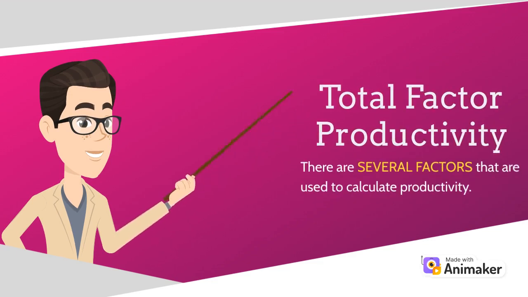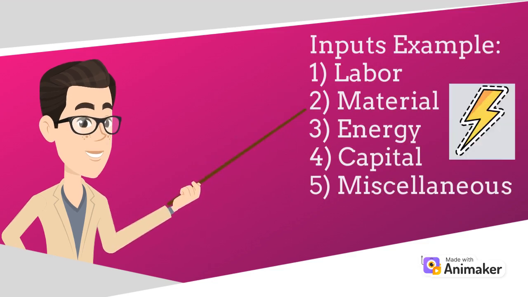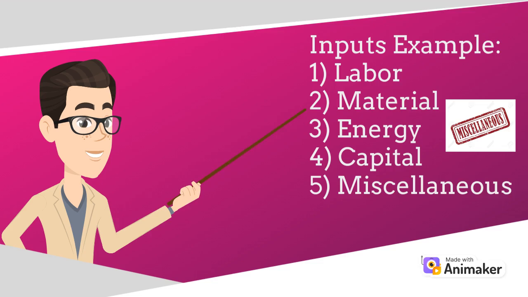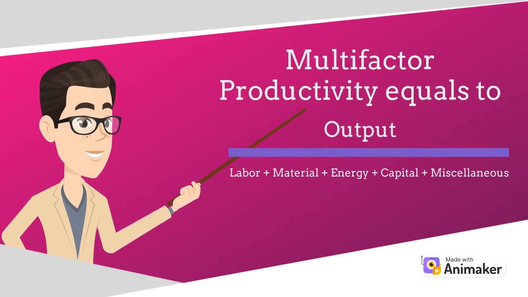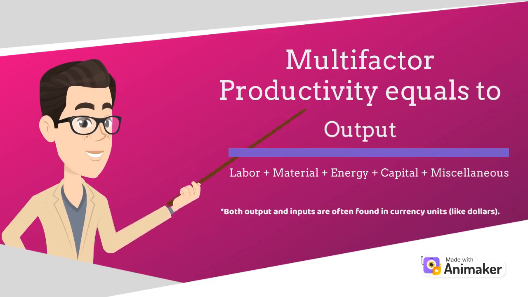The last one is total factor productivity, or sometimes also called multi-factor productivity. As the name says, there are several factors that are used to calculate productivity. The inputs for this productivity can be such as labor, material, energy, capital, and miscellaneous. Multi-factor productivity equals output divided by labor plus material plus energy plus capital plus miscellaneous. Both output and inputs are often found in currency units like dollar.